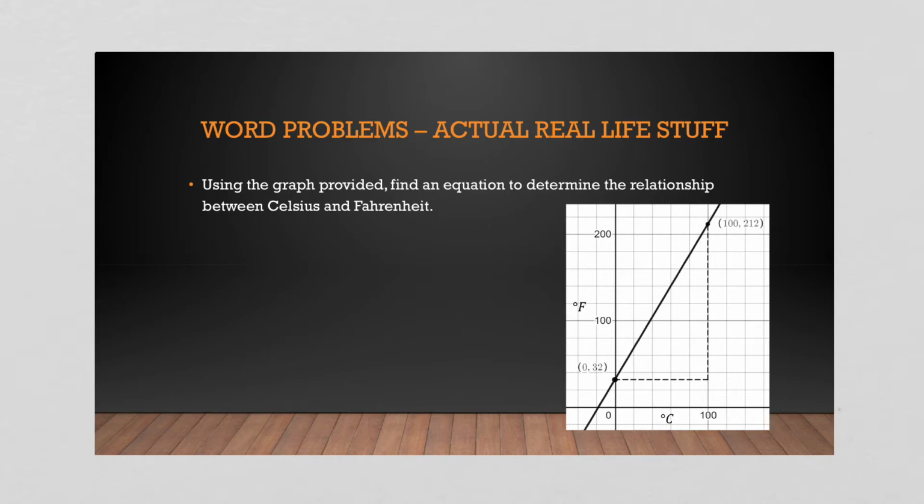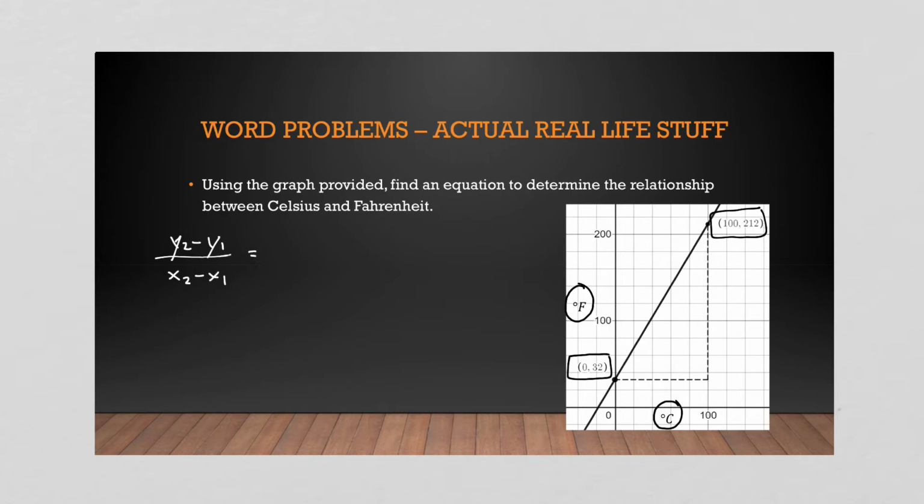So what you can see here is the y-axis is Fahrenheit and the x-axis is Celsius. And we have some comparisons here. When we are 0 degrees Celsius, we are 32 degrees Fahrenheit. And when we are 100 degrees Celsius, we are 212 degrees Fahrenheit. Basically, what's the slope of this line? We need to know that. And we have 2 points.